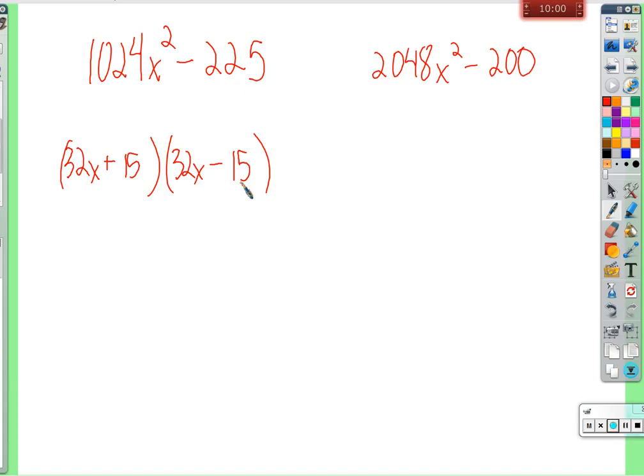Okay, good. This one. How can you tell immediately that you can't factor this using the difference of squares? Well, that one was factorable as well. Okay, process of elimination. What if you didn't have a process of elimination? Let's go back to what Connor said. What number times itself gives you 1,024? What number times itself gives you 2,048? Can you find such a number?